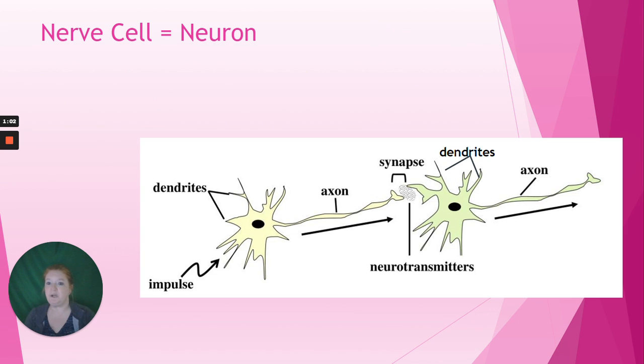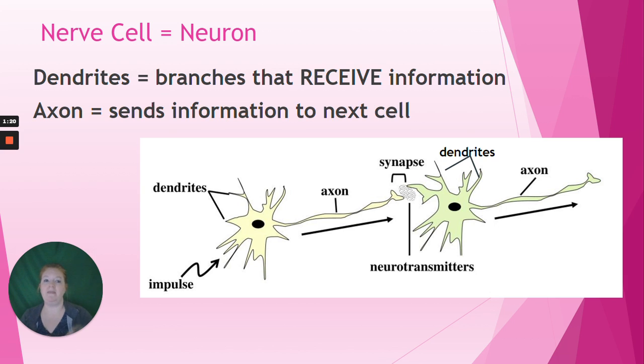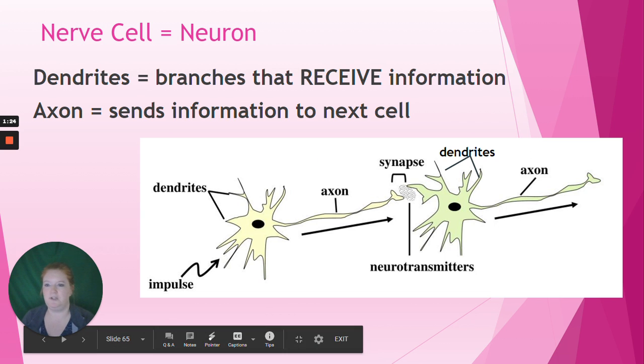So what's a nerve cell? A nerve cell is a neuron, and it has parts called dendrites. And dendrites are like little branches, okay? And they receive information. They can receive information from multiple neurons, wherever they are connected to. And then the axon sends the information to the next cell. So really quickly, let me show you.